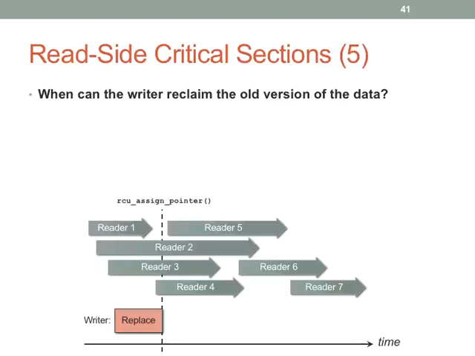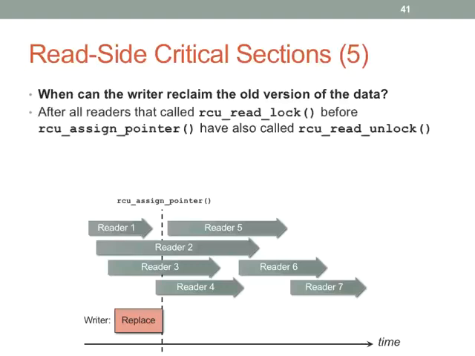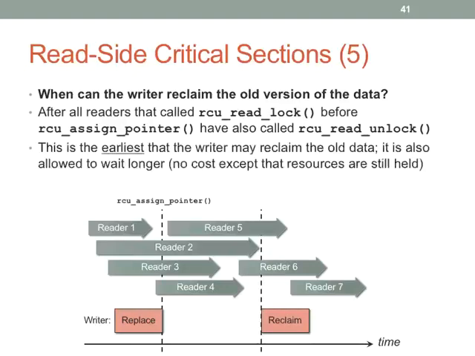So when all the readers who saw the old version have called RCU read unlock, then you know that you can go ahead and reclaim the data. This is the earliest. We can reclaim it even later. That's perfectly fine. It won't be perfect resource management, but we could even wait longer if we wanted to. But we can't go any sooner than that line.